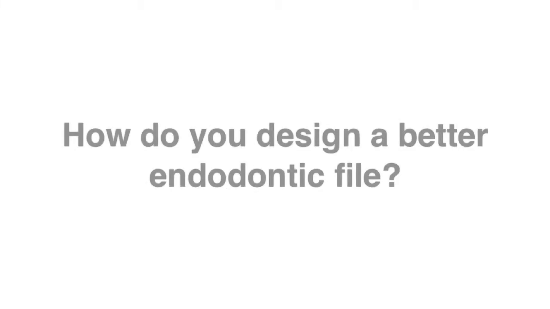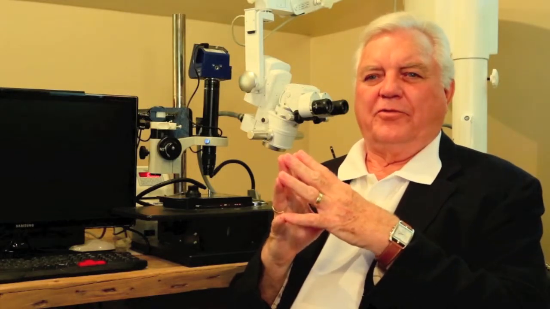How do you design a better endodontic file? In order to design a better endodontic file, we first have to define and comprehend its functions. Simply, the functions are: first, to form dental chips from the canal wall, to dislodge the chips, and to transport the chips from an area of file engagement to an area of file disengagement.